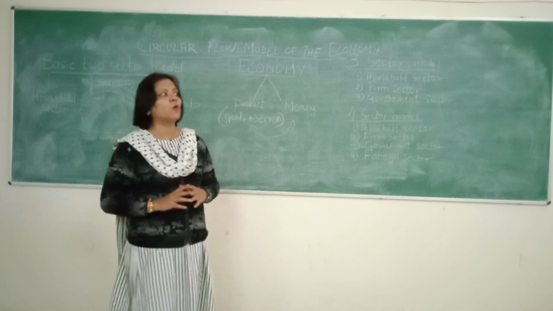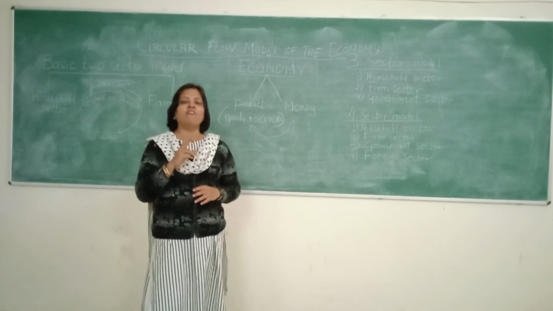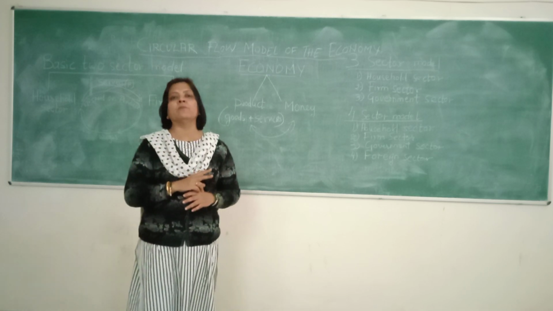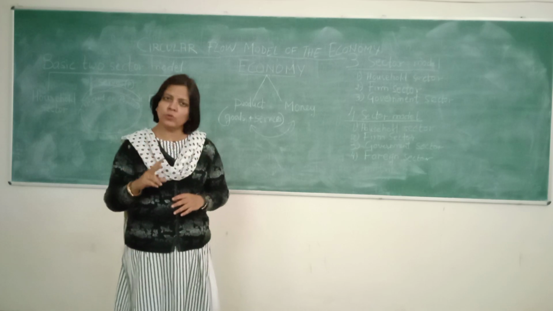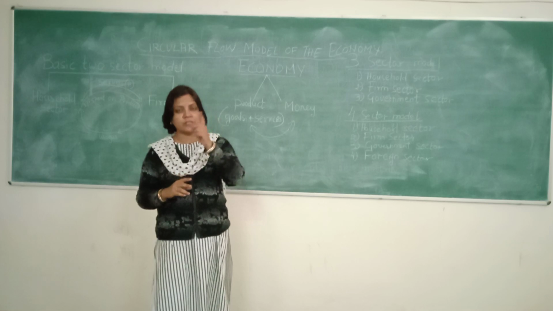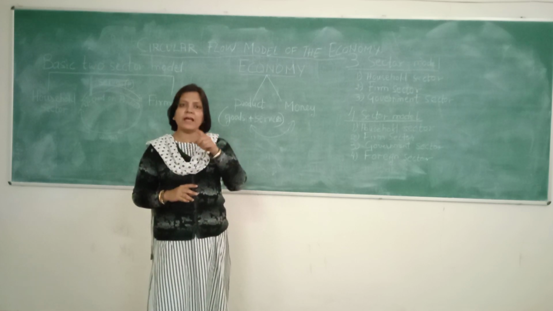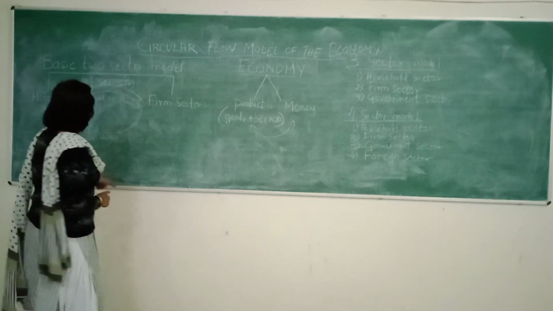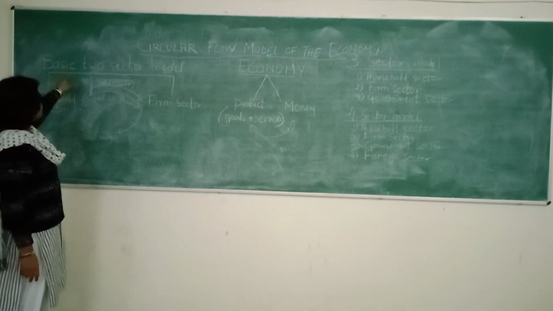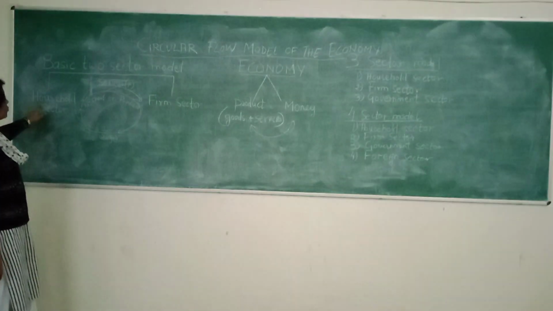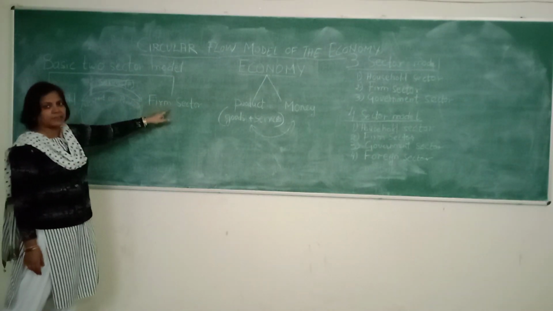Now let us see how the product flows. Whenever I mention the word product, it shall include both goods and services. So we will see how product and money flow circularly. To understand this, let us see this model. I have written here basic two sector model. It has two sectors, household sector and firm sector.